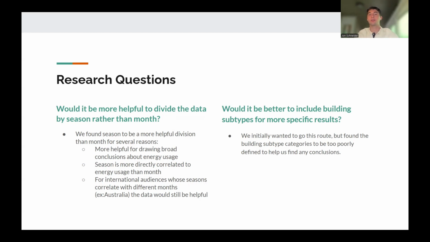And then our other research question was whether it would be better to include building subtypes for more specific results. And like I said, we ended up not going with this because we found the building subtype categories to be too poorly defined to help us find any real conclusions. Even if we ran with building subtype, even though we didn't understand those categories of that variable very well, we might get data that told a story, but we wouldn't know what that story was because we didn't understand the variables.